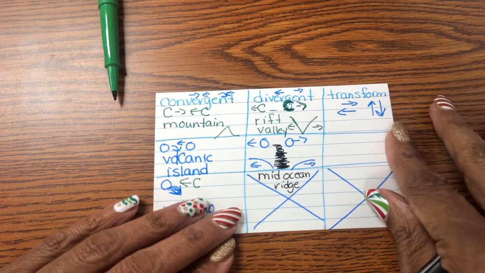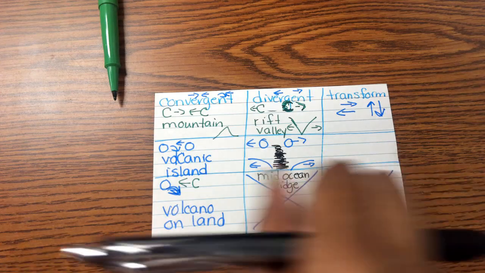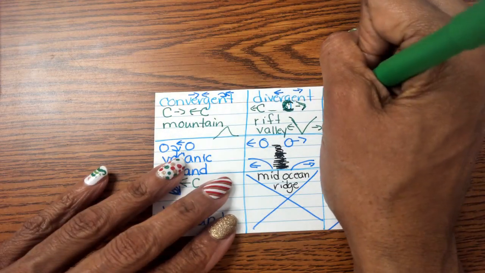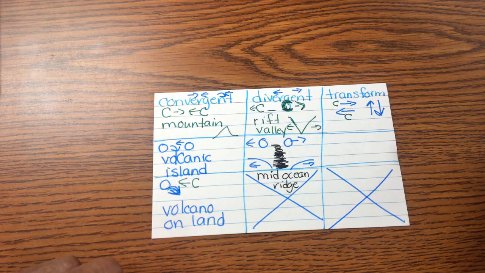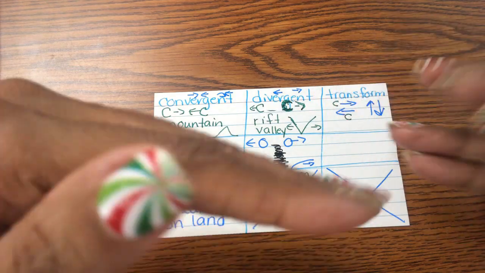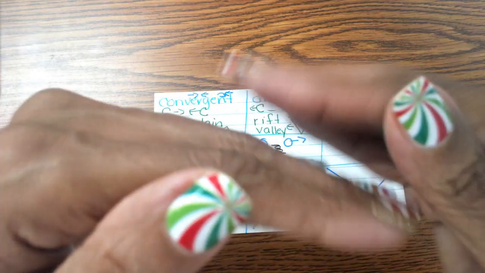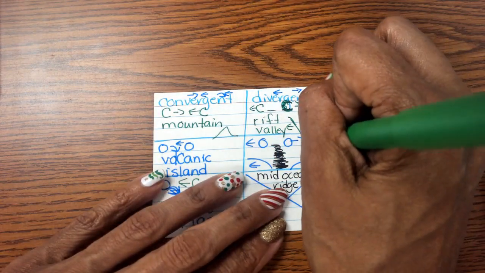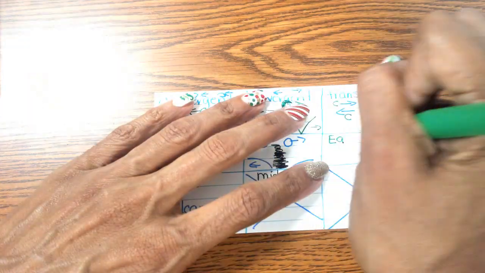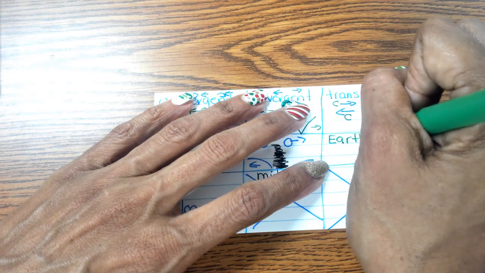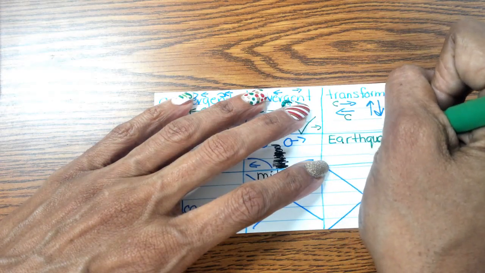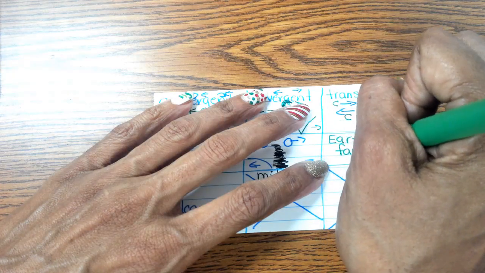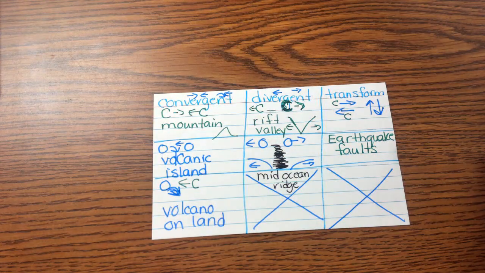All right, and then the last plate boundary we talked about was transform boundary, and that is only dealing with continental or land crust. So when the continental crust slides past each other like this or like this, you get earthquakes. And you get faults. You get fault lines.